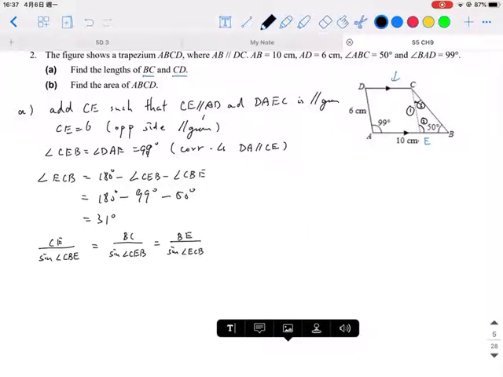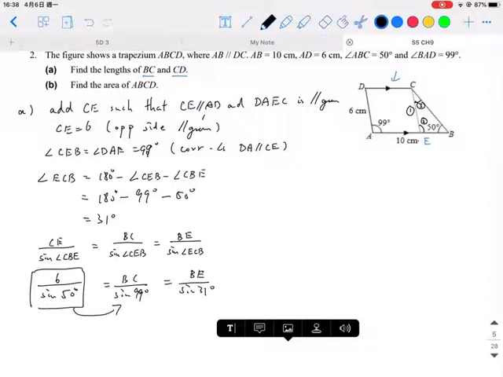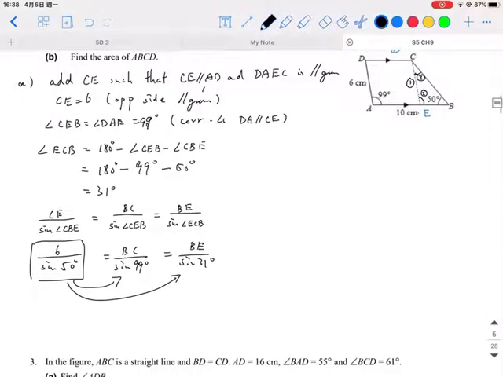So you substitute the numbers: CE over sine 50 degrees is equal to BC over sine 99 degrees, and equal to BE over sine 31 degrees. So you can solve the value by each pair. Okay, so you can get BC is equal to 7.736 cm, which is 7.74 in 3 significant figures. And then BE is 4.034 cm.